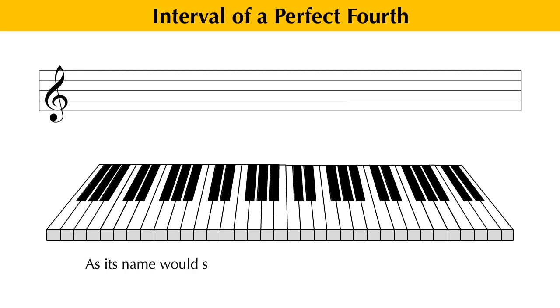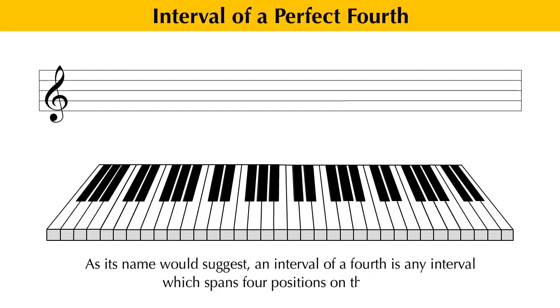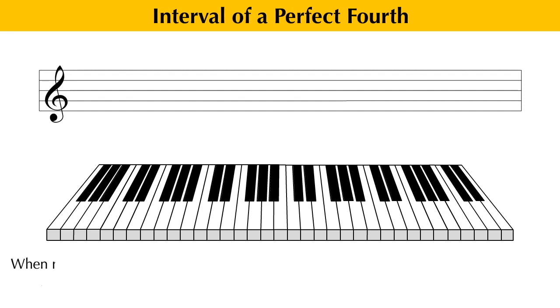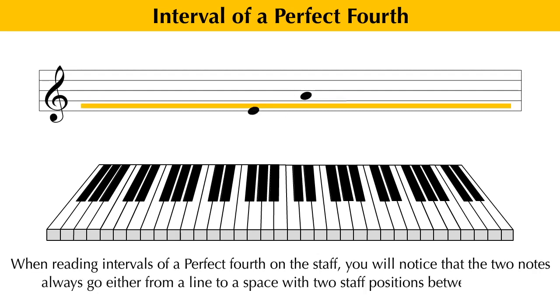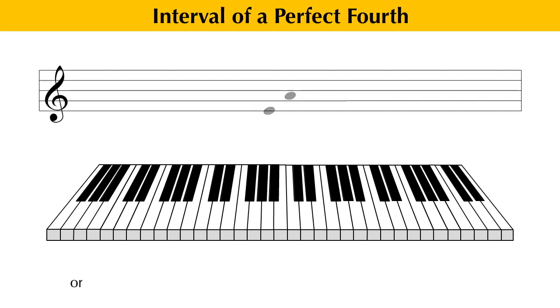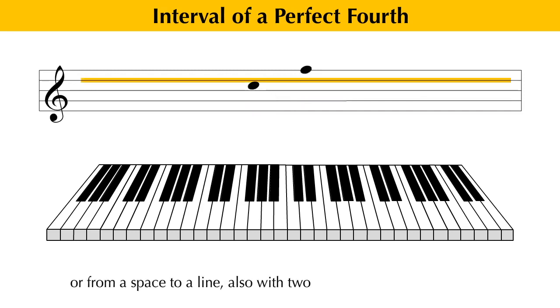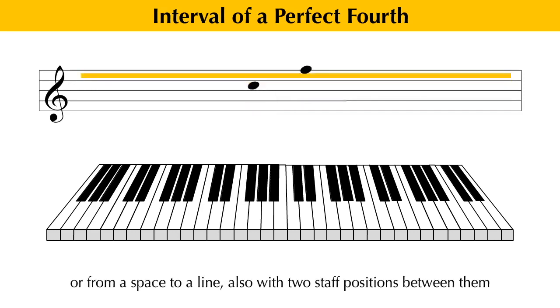As its name would suggest, an interval of a fourth is any interval which spans 4 positions on the staff. When reading intervals of a perfect fourth on the staff, you will notice that the two notes always go either from a line to a space with 2 staff positions between them, or from a space to a line, also with 2 staff positions between them.